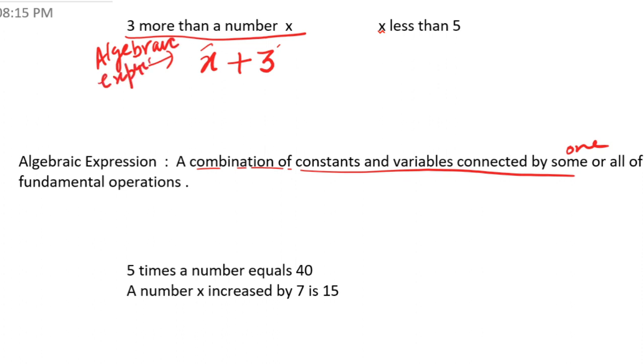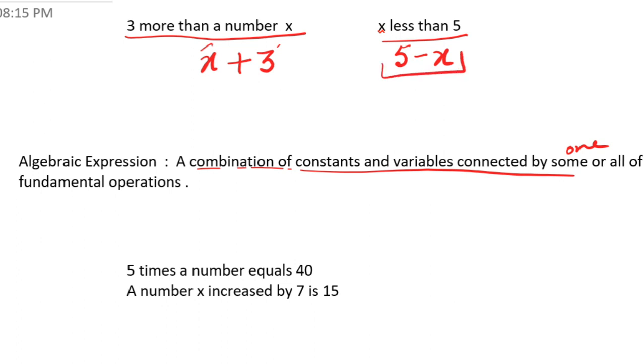Now next is 5 less than x... this is your verbal expression. Mathematically we will express it like this: 5 minus x. So this is another algebraic expression, because we know an algebraic expression is a combination of constants and variables connected by one or all 4 fundamental operations. Both these expressions contain a variable as well as a constant.